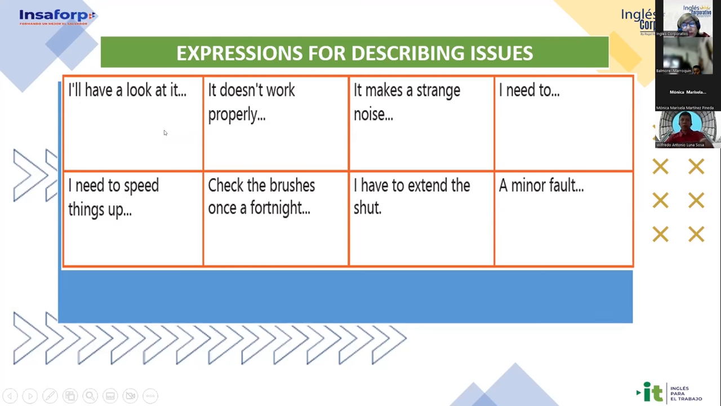Okay, tell me, solution or issue? I'll have a look at it. Okay, action to solve the problem is better to say, because solution, all right. Action to solve the problem or issue. I'll have a look at it. What is the issue or an action to solve the problem? It's an action to solve the problem. Exactly. It doesn't work properly. Issue. It makes a strange noise. Issue. I need to. It's an issue or an action to solve the problem? It's an action to solve the problem. I need to speed things up. An action to solve the problem. Check the brushes once a fortnight.